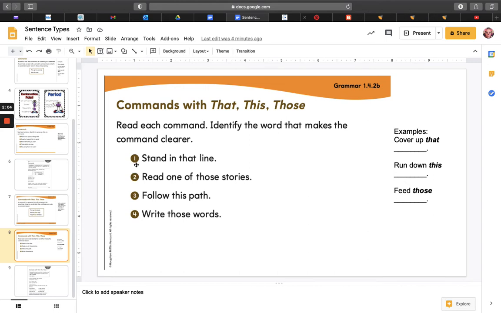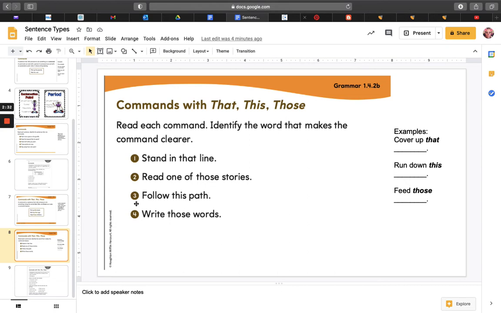So number 1 says, stand in that line. So I'm going to identify the word that. This word right here, that, helps me know which line I need to be standing by. And then number 2, our command tells us to read one of those stories. The word those helps us to understand which stories we should be reading.